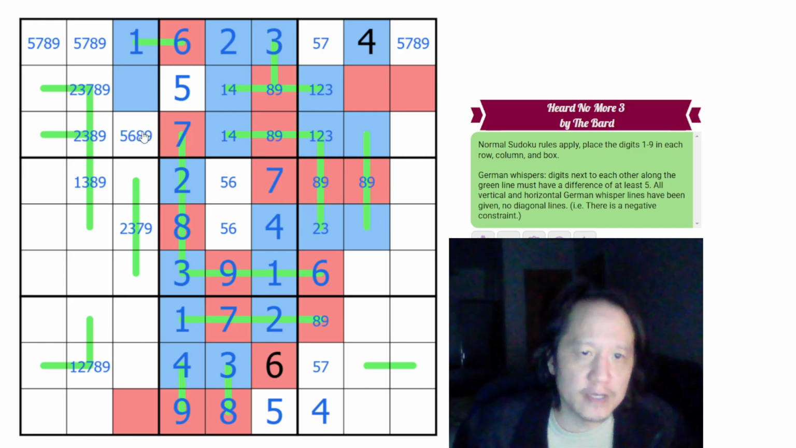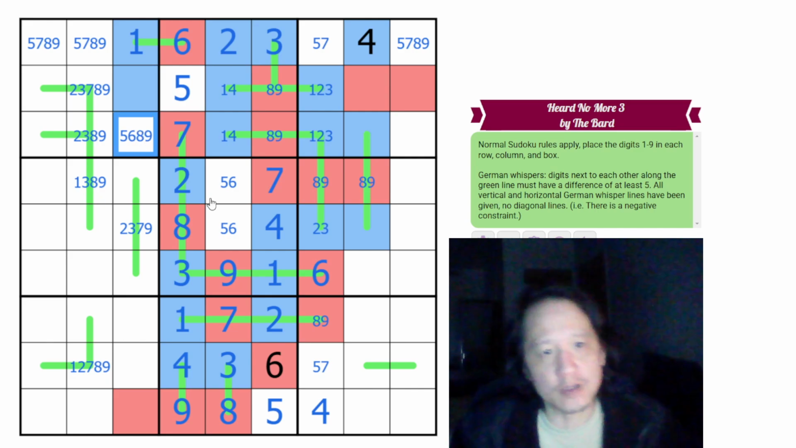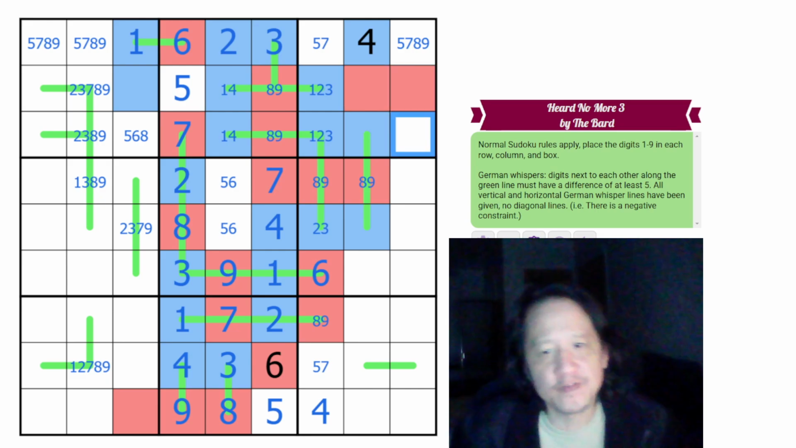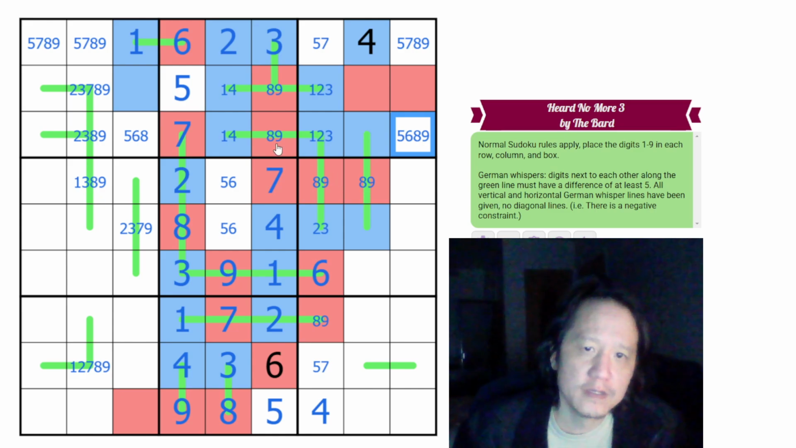It cannot be 9 here, because if this were a 9, it would be next to a low, and there would have to be a German whisper line. So this cannot be 9. Do we have anything else? These are both high. This has to be 5 through 9: 5, 6, 8, 9. Yeah.